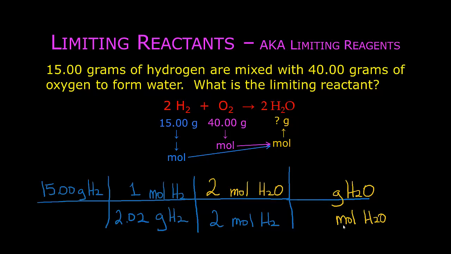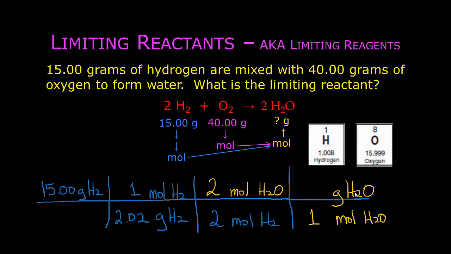I have a gram per mole. If it's not a mole, I always put a 1 next to the mole. In grams per mole of H2O, that is the molar mass of water. And I'm going to figure that out by 2 times the atomic mass of hydrogen plus 1 times the atomic mass of oxygen. That is 18.02 grams.